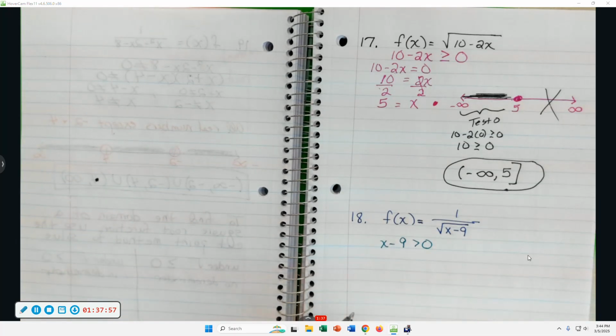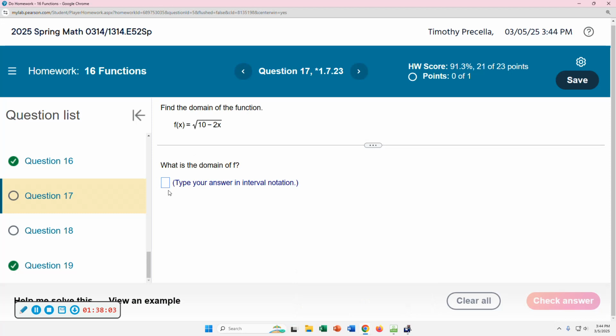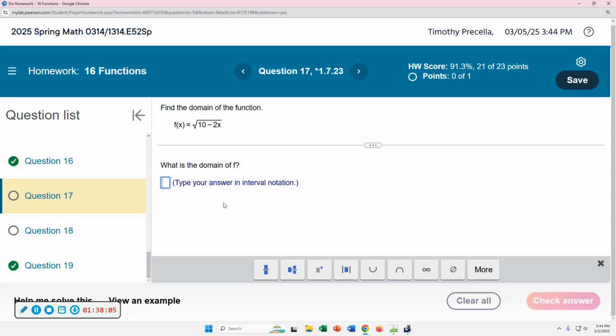Oh, did you put in the answer? Oh, I got to type in the answer. That's right. Is it multiple choice? No, it's not multiple choice. I have to type it in. Left parenthesis, negative infinity, comma, what was it? 5, bracket.